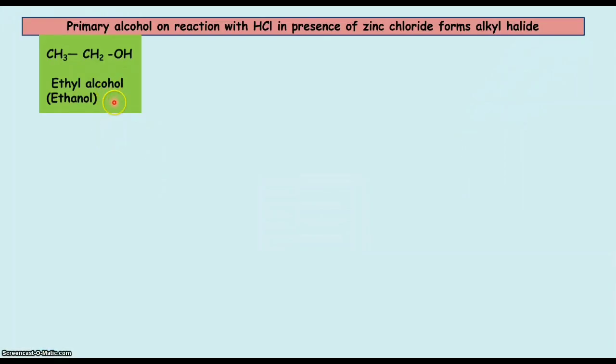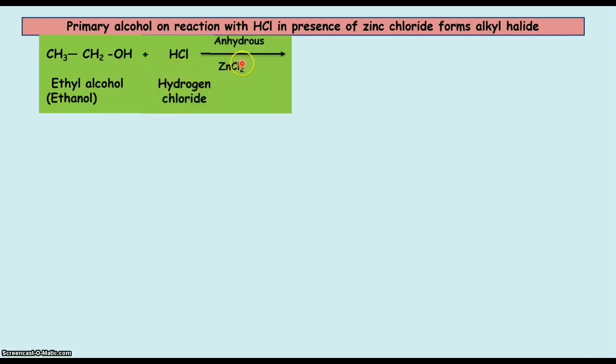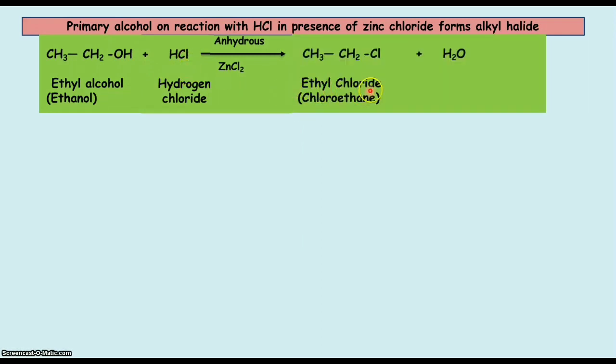This is the example of primary alcohol, that is ethyl alcohol. As OH is bonded to this primary carbon atom, that's why this is primary alcohol. The compound name is ethanol or ethyl alcohol. This ethyl alcohol on reaction with HCl in presence of zinc chloride, the product will be, guess what is the product? The OH of alcohol is replaced by Cl. So product is ethyl chloride. You can observe here OH is replaced by Cl and forms chloroethane and water.